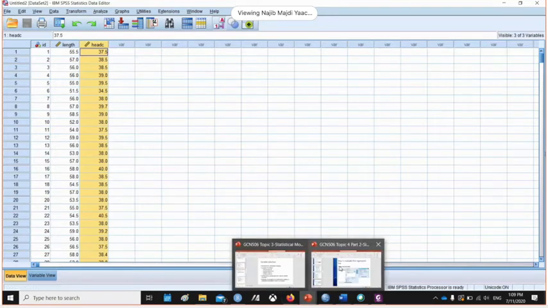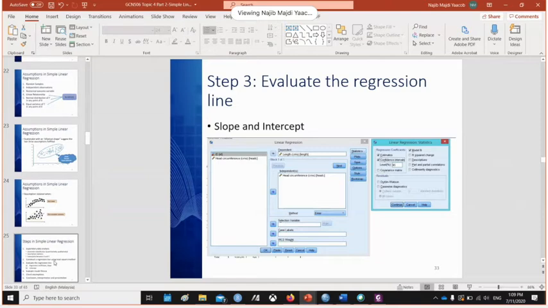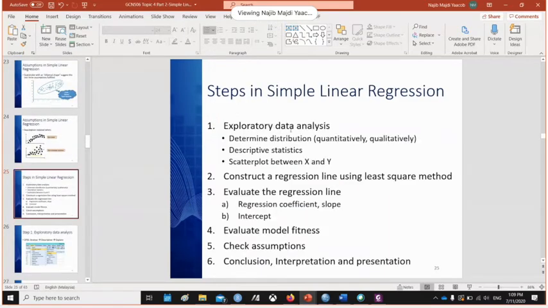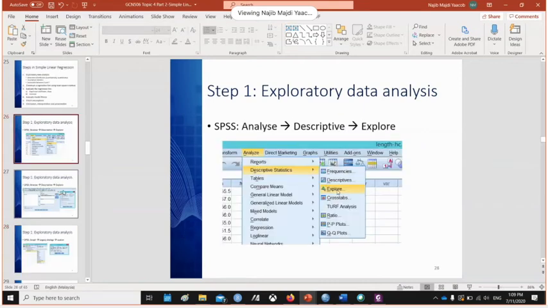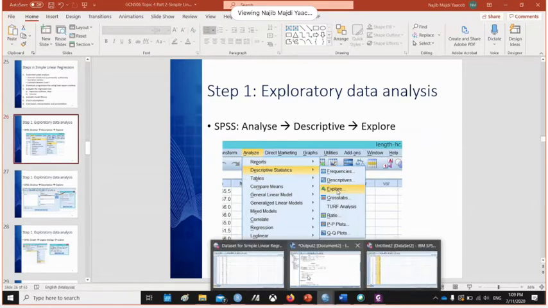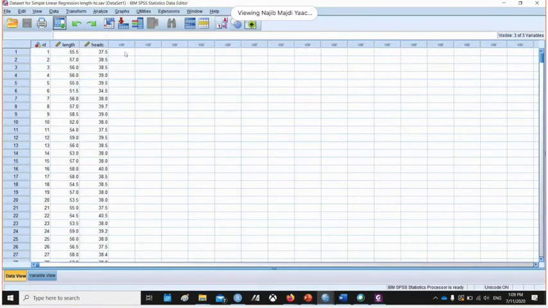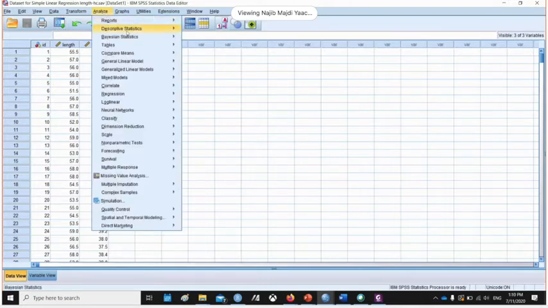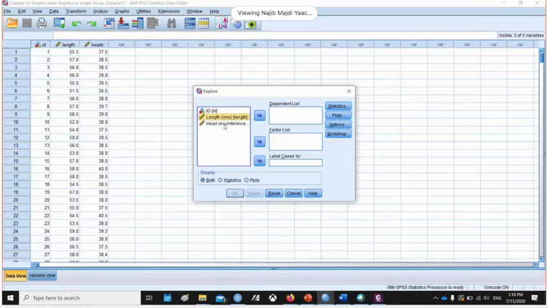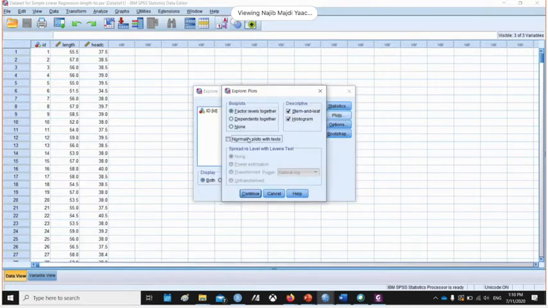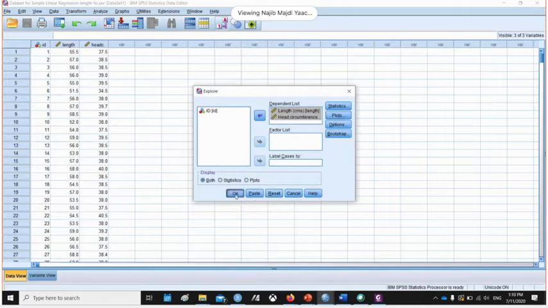So the first step in doing the analysis is to do data exploration. Remember, do data exploration, determine distribution, do descriptive statistics, and have a look at the scatter plot. So the first one is to do descriptive analysis, exploratory data analysis. Very simple. Go to analyze, descriptive, and explore. So we explore both variables, both numerical variables. So I just click OK.